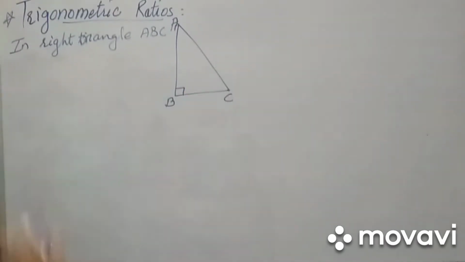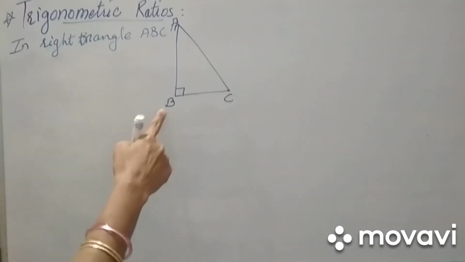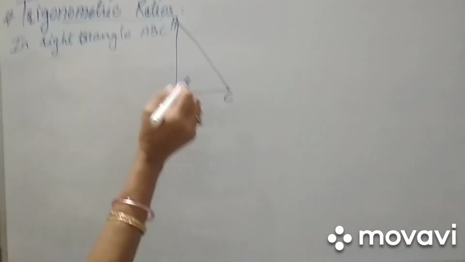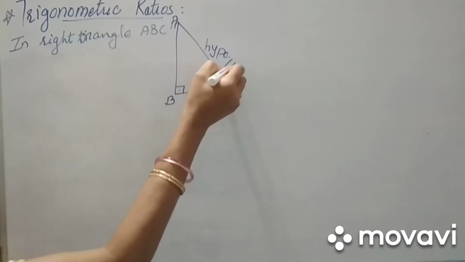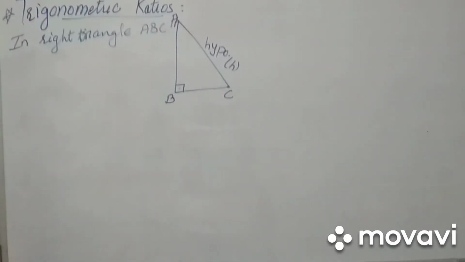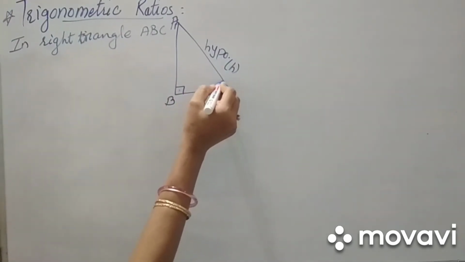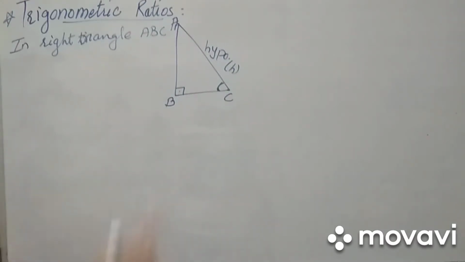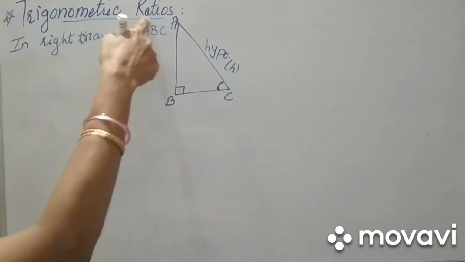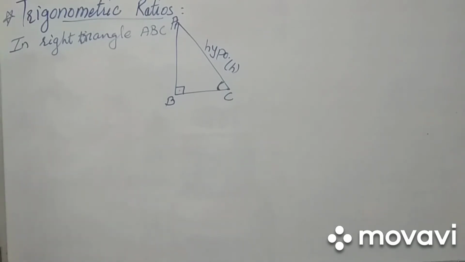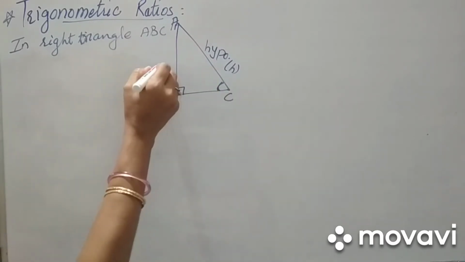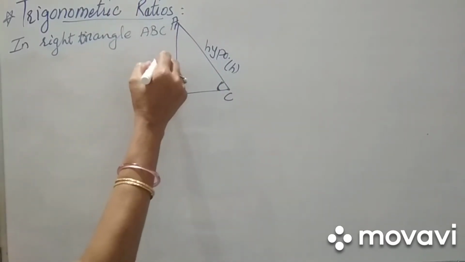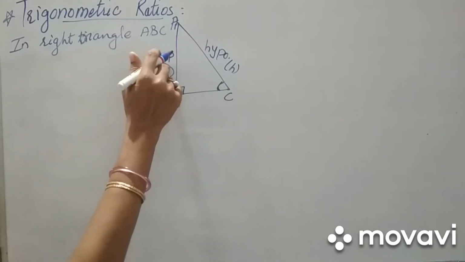Now 90 degree is fixed for a right triangle. B is my 90 degree. So the side opposite to angle B is my hypotenuse, represented as H. Now if I am working with the angle C, talking about various trigonometric ratios for angle C, then standing here, the opposite side would be my AB. So AB is my opposite, named as O.